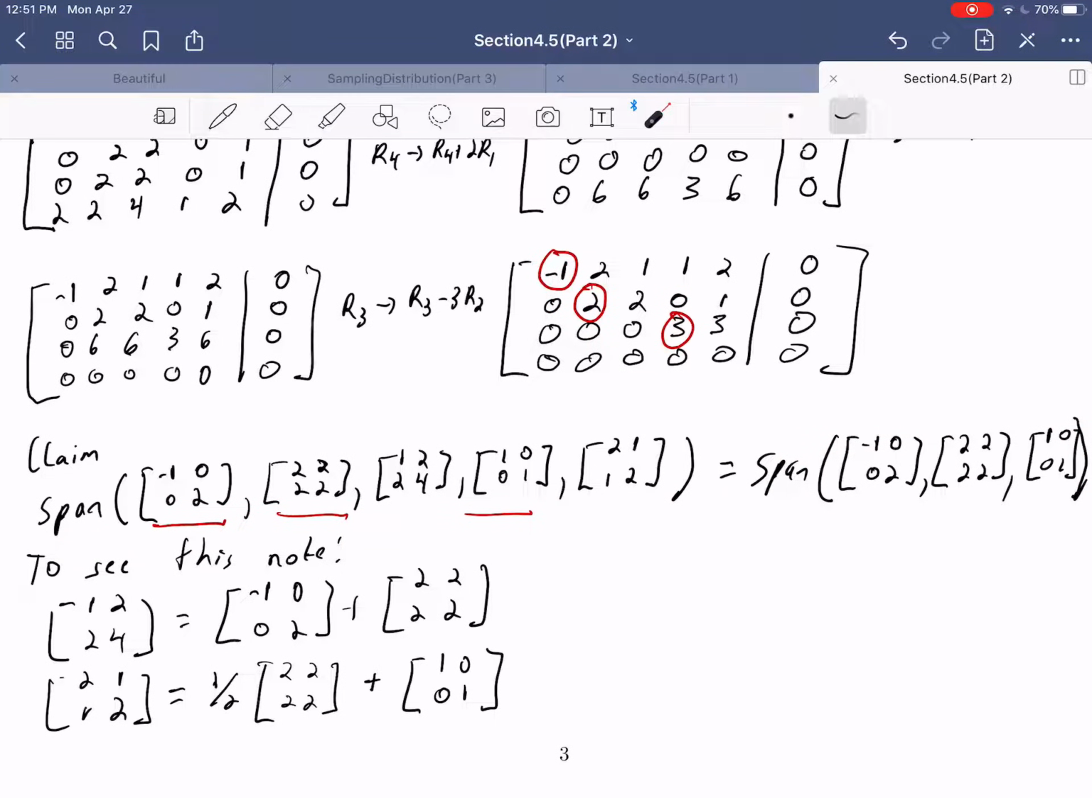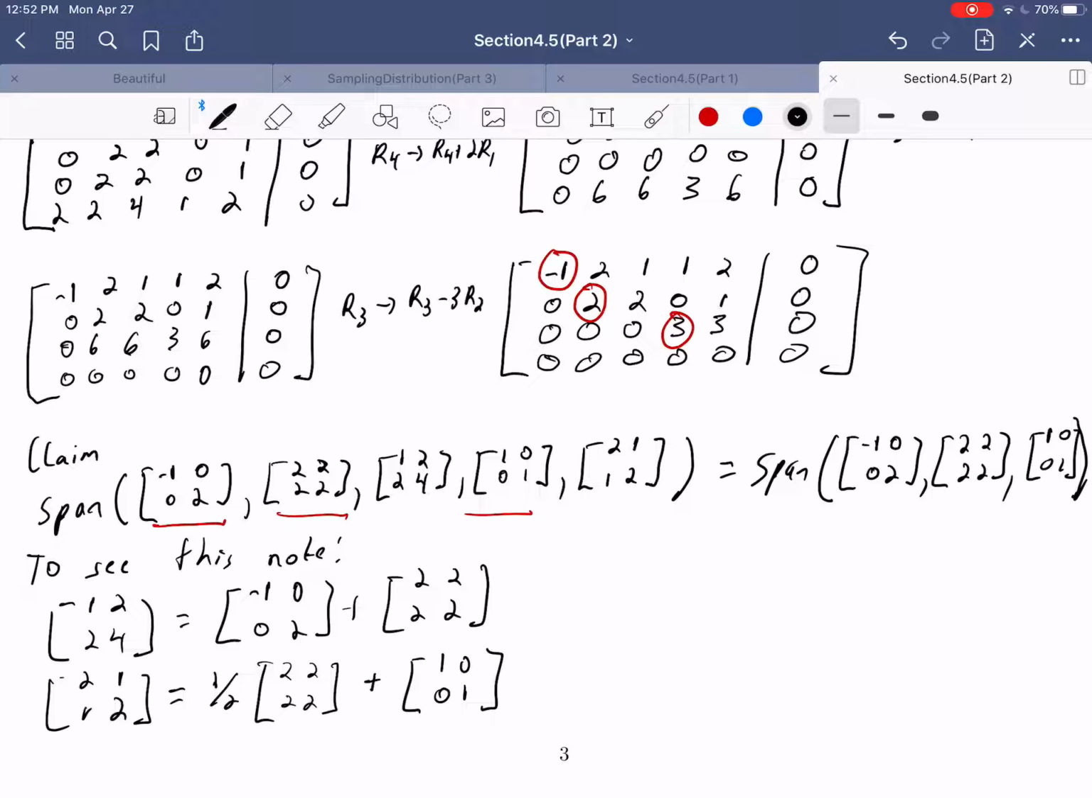On your own, you can also go back through and check that these three right here, we know that the span of these three is the same as the span here, but you can check on your own that these three are now linearly independent. These three are linearly independent now.